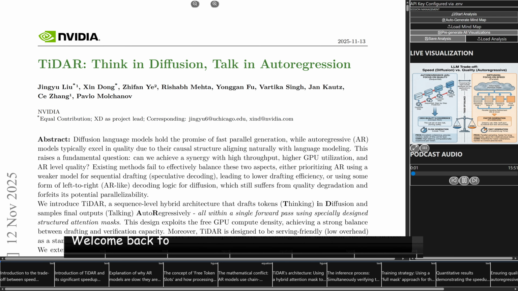Welcome back to the deep dive. If you work anywhere near the world of AI, you know there's this single biggest headache in large language model inference. It's not the complexity. No, not at all. It's that agonizing trade-off. Exactly, the trade-off between speed and quality.